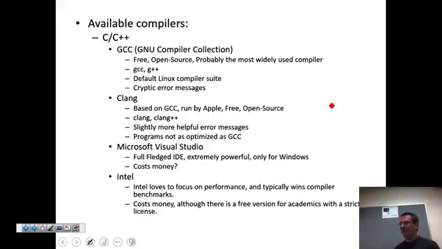Intel loves to focus on performance, and they typically win compiler benchmarks. I mean, they hire people to sit there and twiddle and tweak every little thing to make this thing go as fast as possible. It costs money, although there is a free version for academics. It has a very strict license on what you can and can't do with it. And this is available on the CHPC's resources. And it's the one they recommend because it goes the fastest.